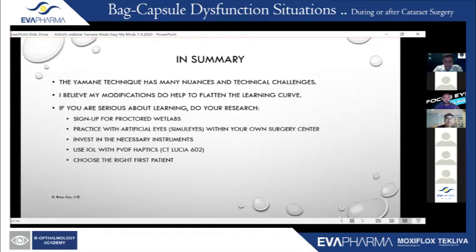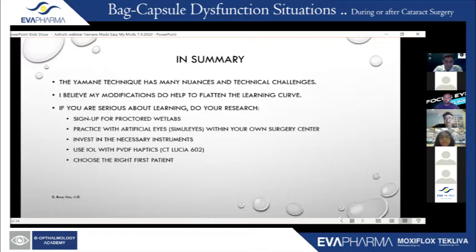So in summary, the Yamane technique has many nuances and technical challenges. I do believe my modifications do flatten the learning curve. And if you're really serious about learning it, you want to sign up for proctored wet labs. All my friends here teach at the wet labs, and they are fantastic mentors and teachers. We have a Simulize eye, which is an artificial eye in the US. And I don't know outside of the US, but if you can get yourself access to these fake eyes, I think it'll also help you practice, invest in the right instruments.